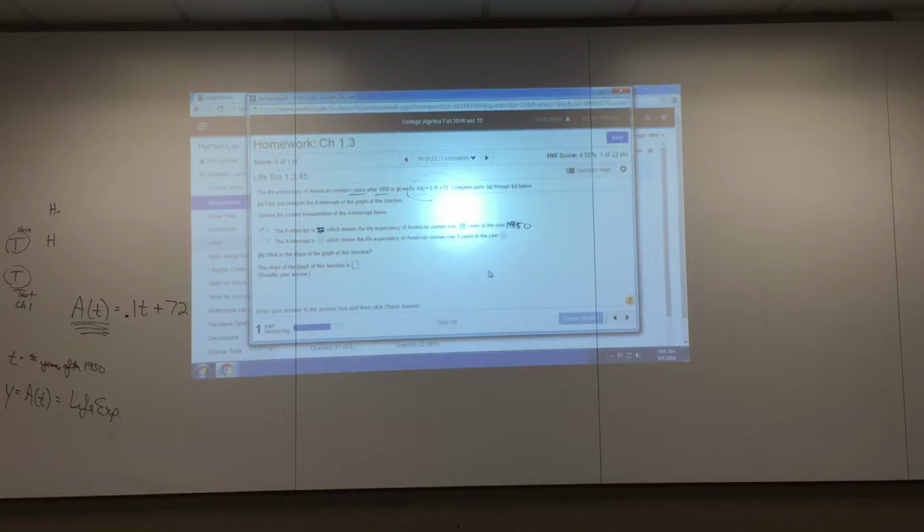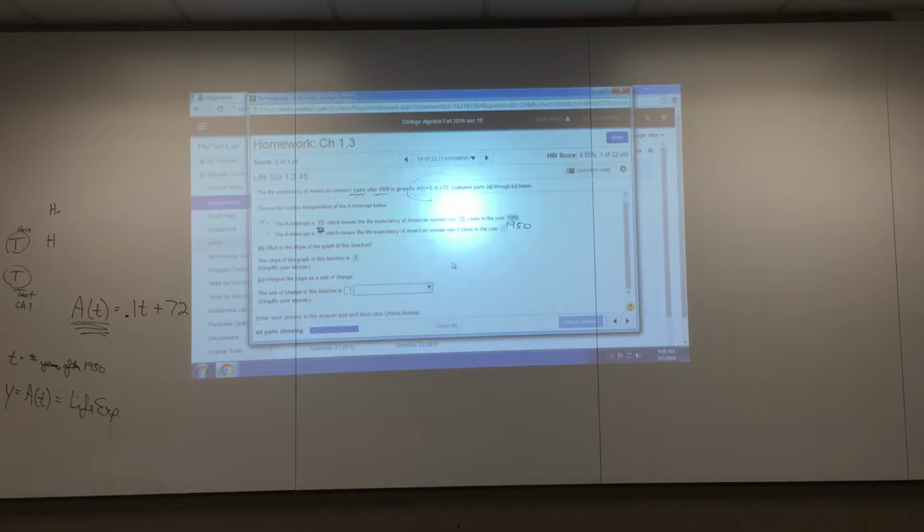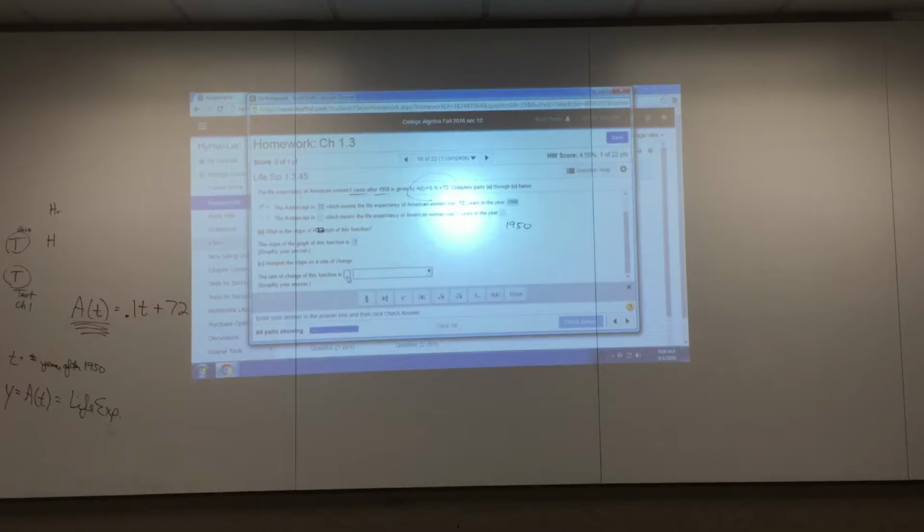What is the slope of the graph? Please tell me the slope of the graph. 0.1, he says. Do you guys agree? You learned a little bit about slope. Interpret the slope as a rate of change. This is good stuff, you guys. This time they make me write it. The rate of change of this function is, I think I'll type in 0.1. And then because the rate of change is the slope, they want me to interpret it. That's that sentence again.